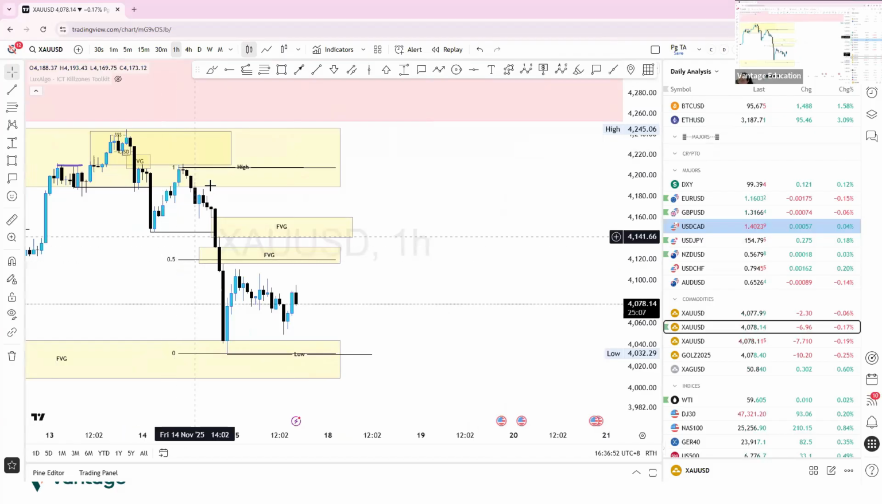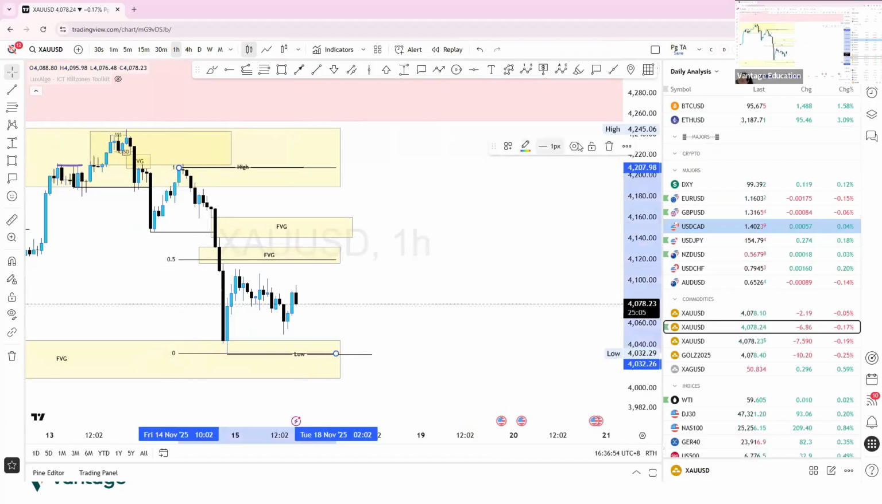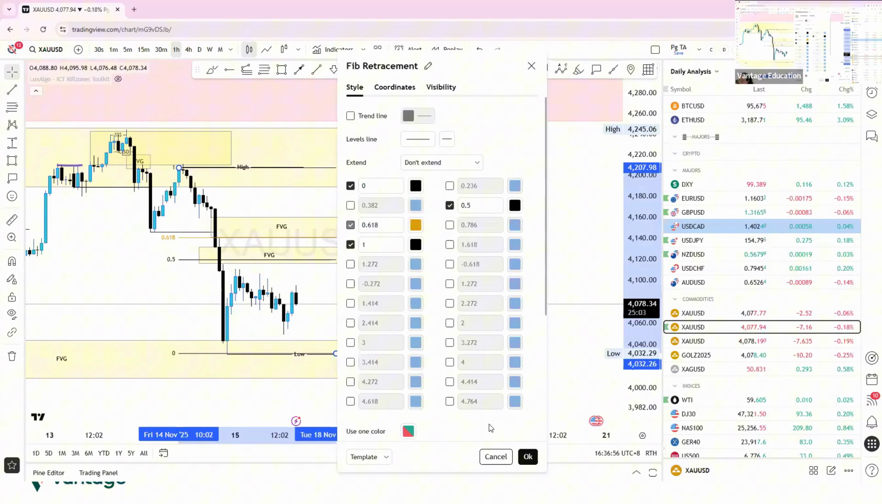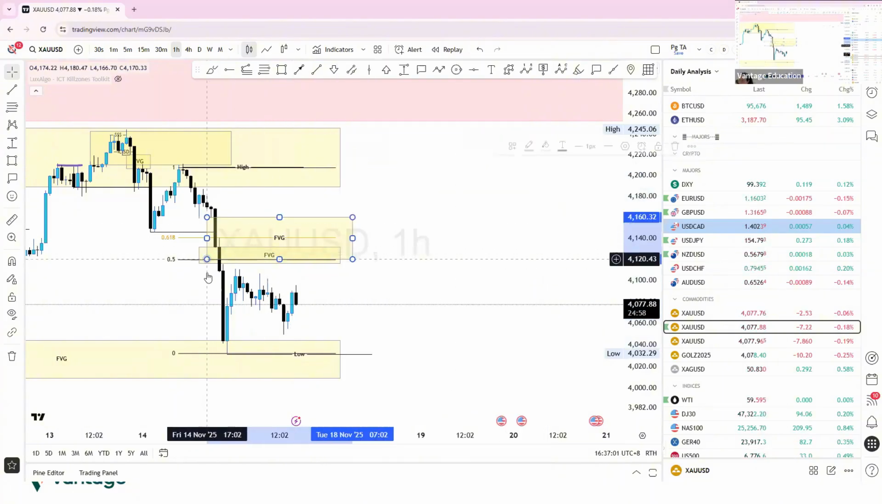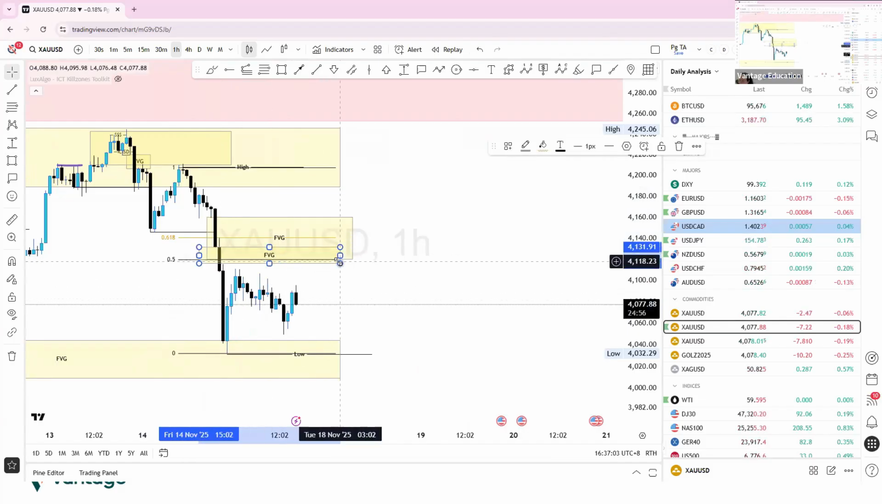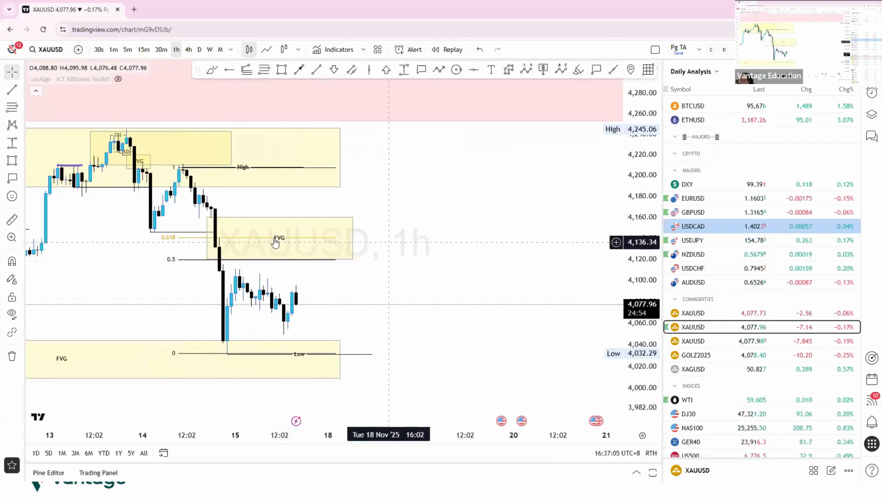And the FVG here from 50% and above, I think I can add in like 61.8. So that could be the zone. So basically the sell zone was somewhere around here. I just want to combine.